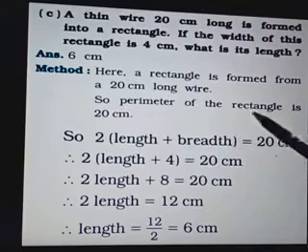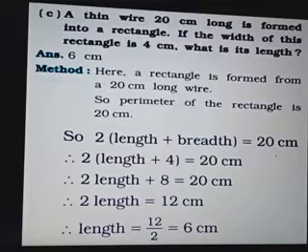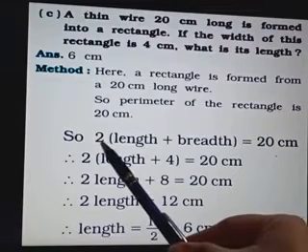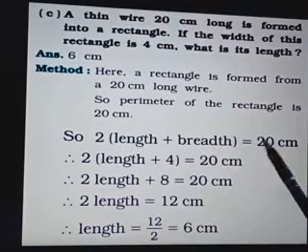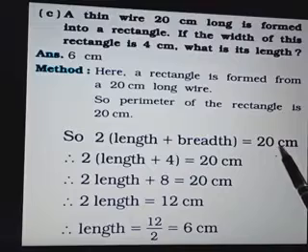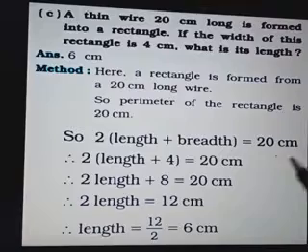So the perimeter of the rectangle is 20 centimeters. Now what is the formula to find the perimeter of a rectangle? 2 into bracket length plus breadth, right, equal to 20 centimeters. 20 centimeters because it is already given here.